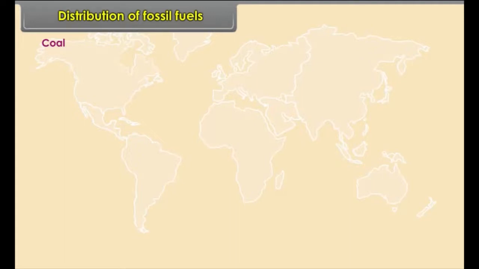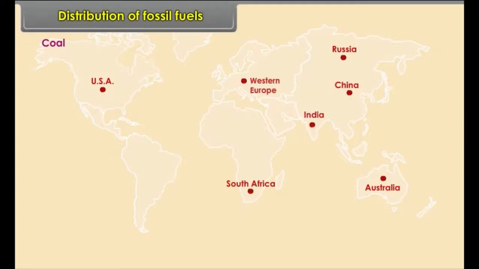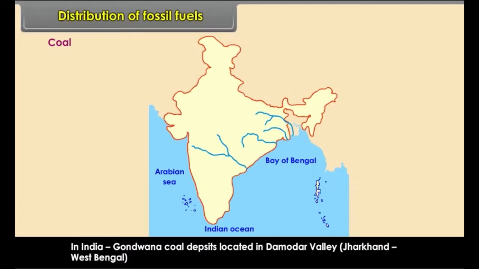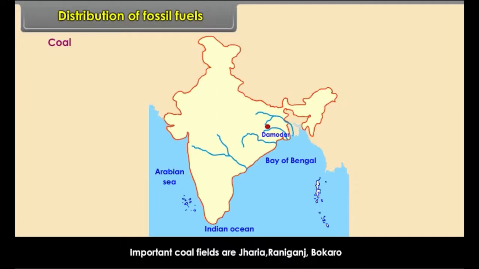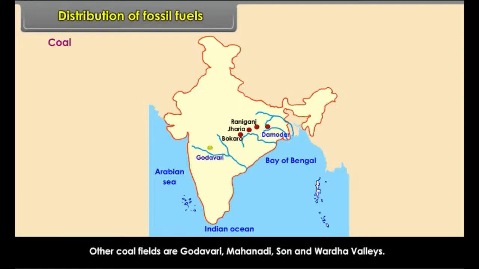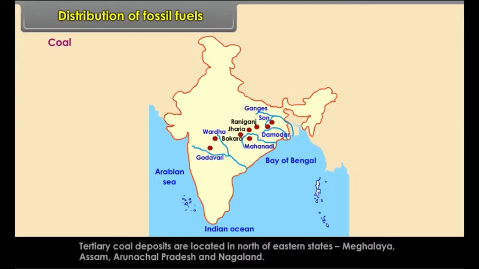Coal. World distribution. Russia, USA, China, Australia, parts of Western Europe, South Africa and India. In India, Gondwana coal deposits are located in Damodar Valley, Jharkhand and West Bengal. Important coal fields are Jharia, Raniganj, Bokaro. Other coal fields are Godavari, Mahanadi, Son and Wardha valleys. Tertiary coal deposits are located in northeastern states: Meghalaya, Assam, Arunachal Pradesh and Nagaland.